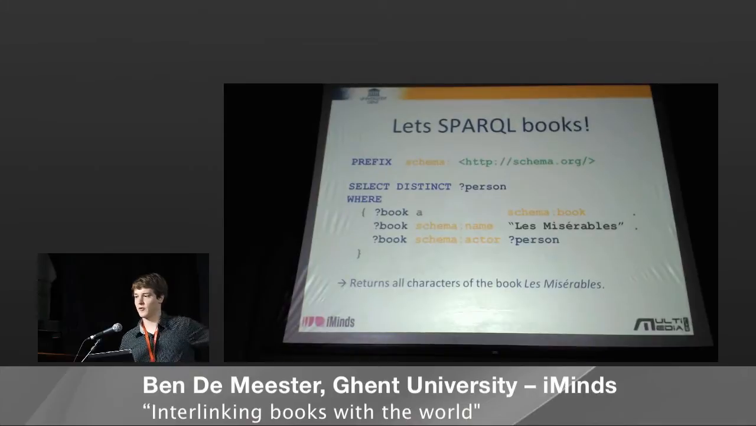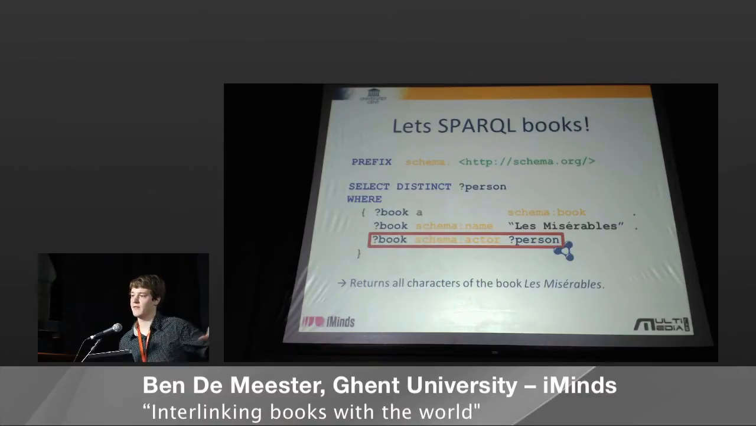So this is more technical. I don't want to go into the details, but basically what you can do is you have some kind of book, Les Misérables, and you get all the different characters out of that book. So you don't have to read the book to know what the main characters are. You just get all the characters, you can sort them by occurrences or whatever, and then you know which are the main characters of your book. So here you can return all characters of Les Misérables by using this kind of query.